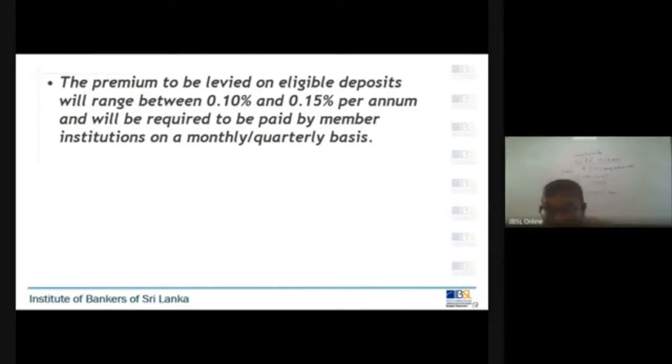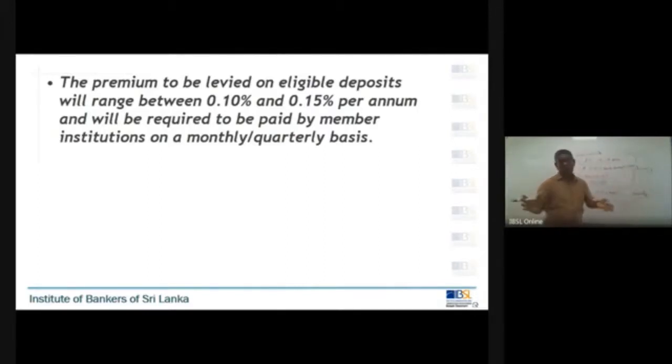Now when are you going to pay this amount? That's another important thing. Remember, for banks, you need to pay quarterly. But for financial institutions, you need to pay monthly. That's another important thing, right? For banks, you need to pay the premium quarterly.